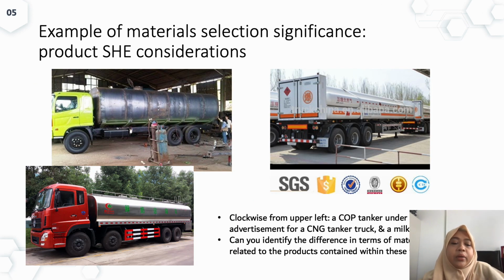Another example is how we make tanks for different purposes, from the palm oil tank, to the milk tank, to the CNG tank. They have different safety, health, and environment considerations. For example, the CNG tank needs more thickness because it is pressurized, and you need stainless steel. The milk tank can be used for food processing, while for the oil tank it can be just carbon steel or galvanized steel.